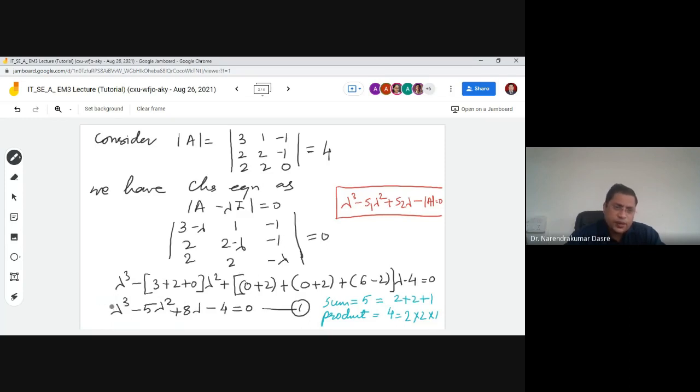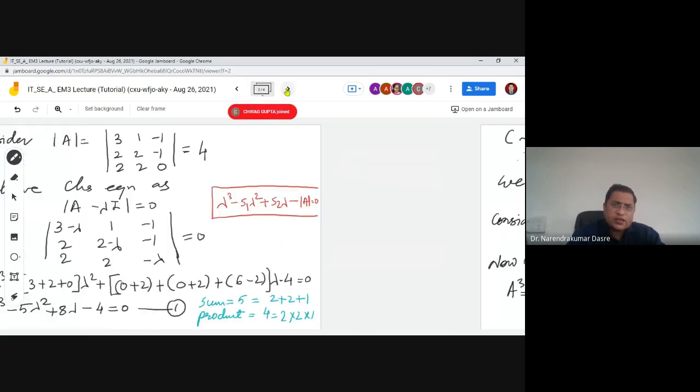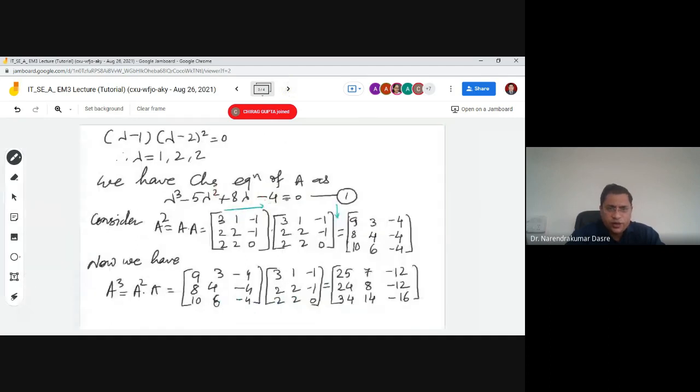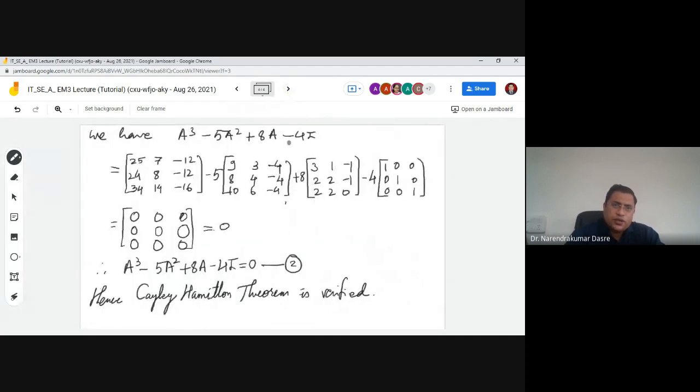Here it is lambda cube, so we need to calculate what is A cube. Here we have lambda square, so we need to calculate A square, and then replace this lambda by A. Whatever polynomial we have on the left hand side, we should see that on the right hand side we get 0. If we are able to get 0, then only we say it is true. If we are not able to get 0, then we say that it is not satisfied.